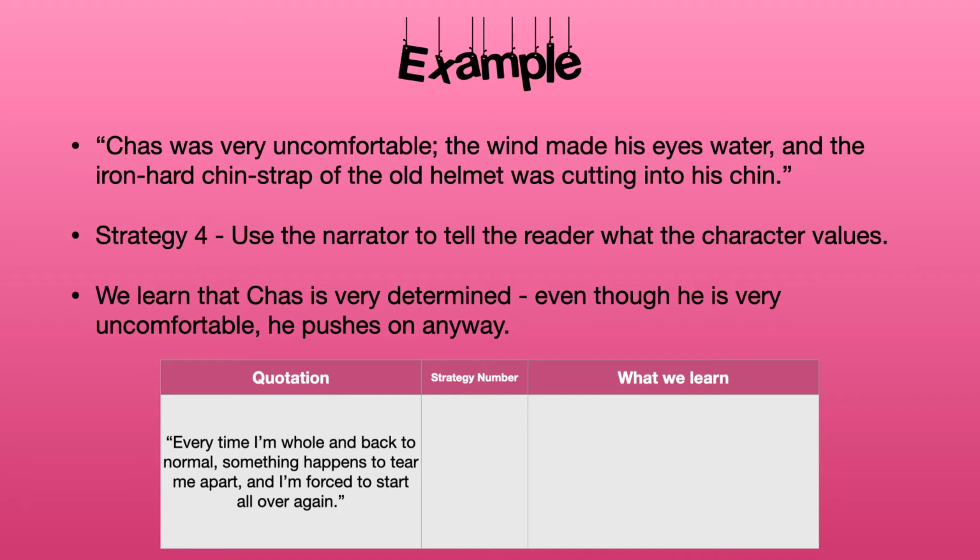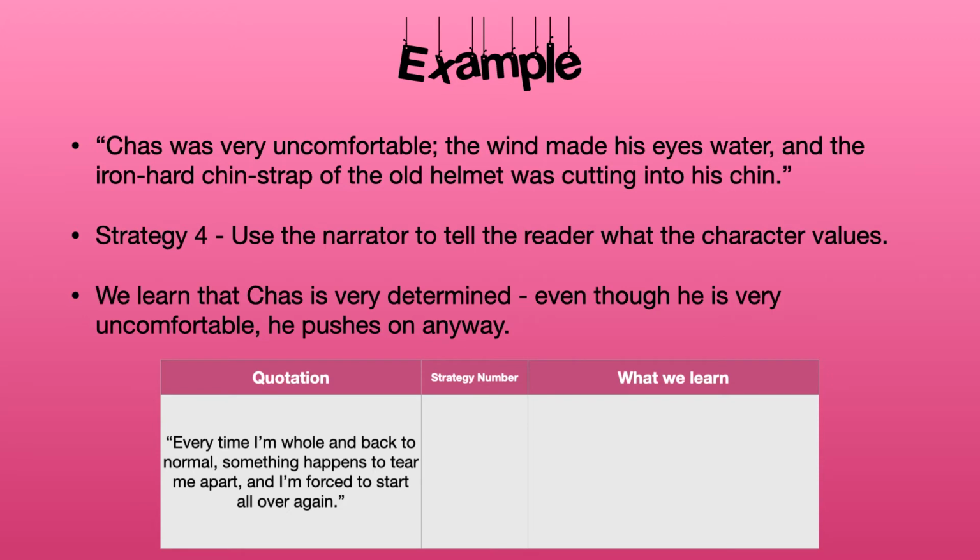So what you would do if you were analysing different characters and the different strategies used is you would have a table and you would put the quotations from your novel under the quotation column. And so that's where you would put this quotation here, for example. Every time I'm whole and back to normal, something happens to tear me apart and I'm forced to start all over again. In the next column, you write down just the number. So you don't need to write what the strategy is, just the number. Is that 1, 2, 3, 4 or 5? And then in the last column, you write down what you learn from that.